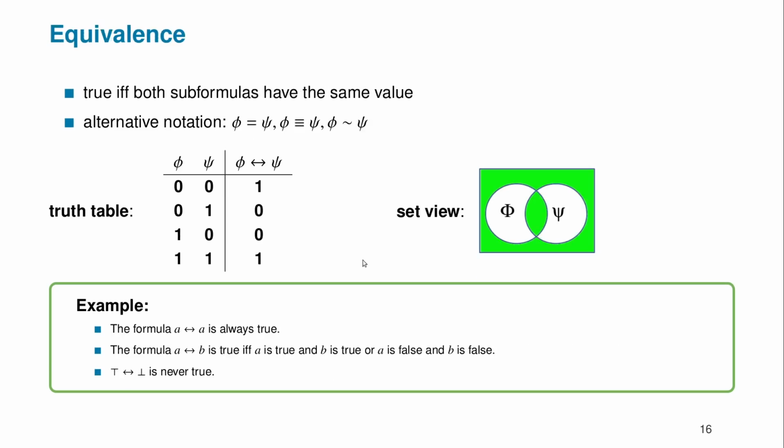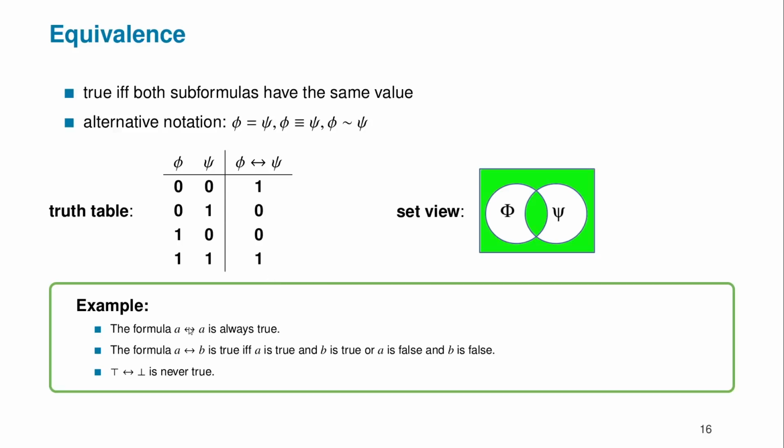Okay, and then finally we have the equivalence. An equivalence is true if both subformulas have the same value. Also here we have some different notations, and the satisfying assignments are exactly those where phi and psi take the same truth value. So phi is equivalent to psi if both are 0 or if both are 1. Then we get a 1. If they're different, then we have zeros here.